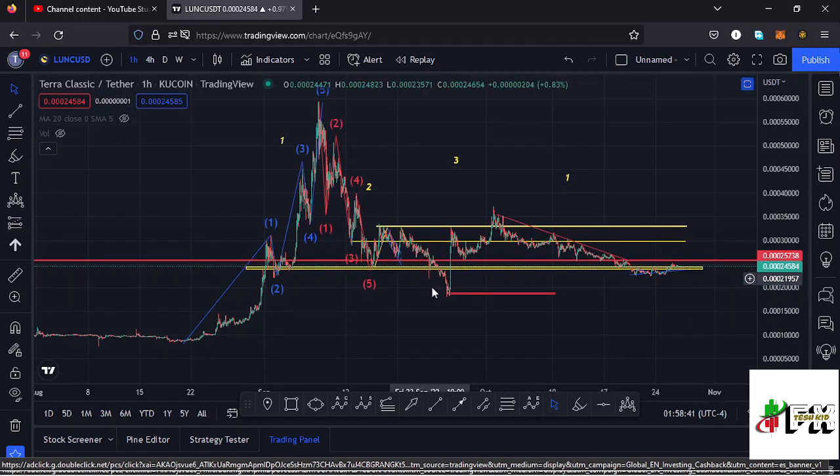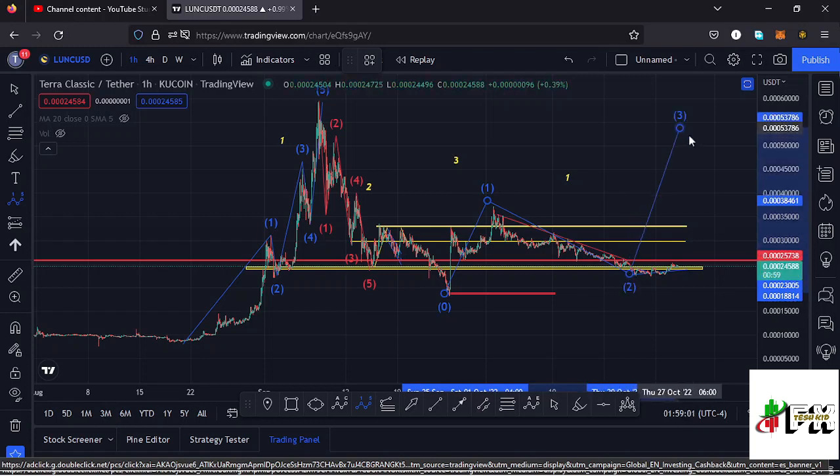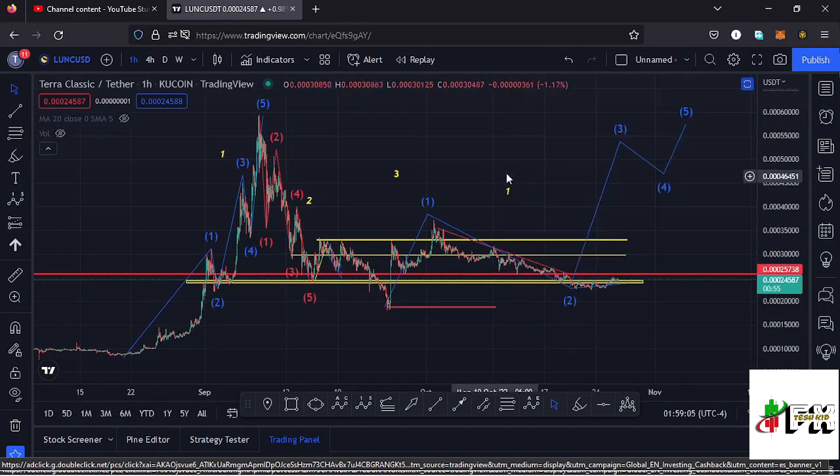After making our low down there, we saw a very nice impulsive movement to the upper side, making our high at around the $0.00037 mark, in a movement that I can term as a higher Elliott wave count 1, so we can have that as a wave 1. Then we saw a very nice retracement to the lower side in the formation of a wave 2. Then I expect a wave 3, then a wave 4, and then a wave 5 to complete this higher Elliott wave count 1, which is a fractal wave within that higher Elliott wave count 3 to the upper side.